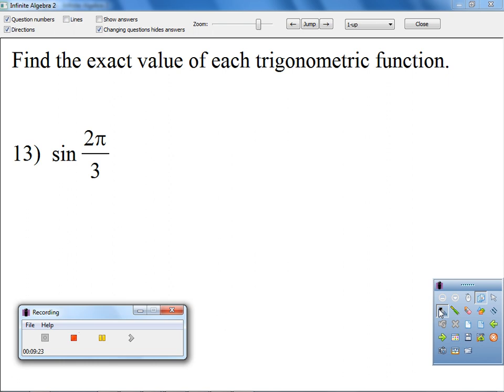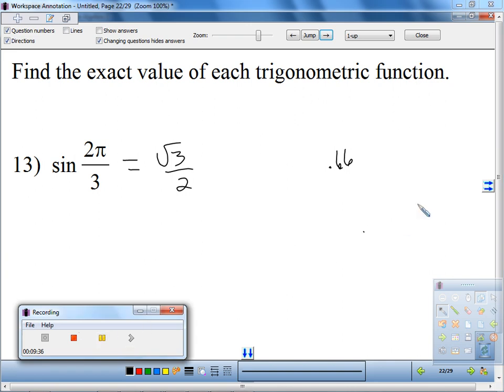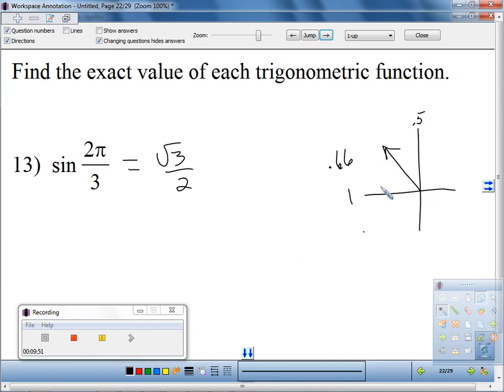So for this one, we know that it's going to be the square root of 3 over 2, but we have to figure out what quadrant we're in. Now if I do 2 divided by 3, I get 0.66. So let's decide what quadrant that falls in. Well, I know this is 0.5, if I convert that fraction to a decimal. This is 1. So it's going to be somewhere in here.